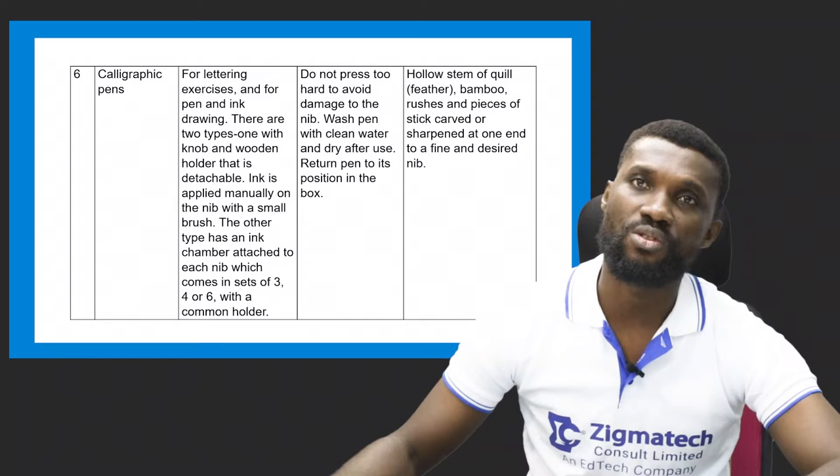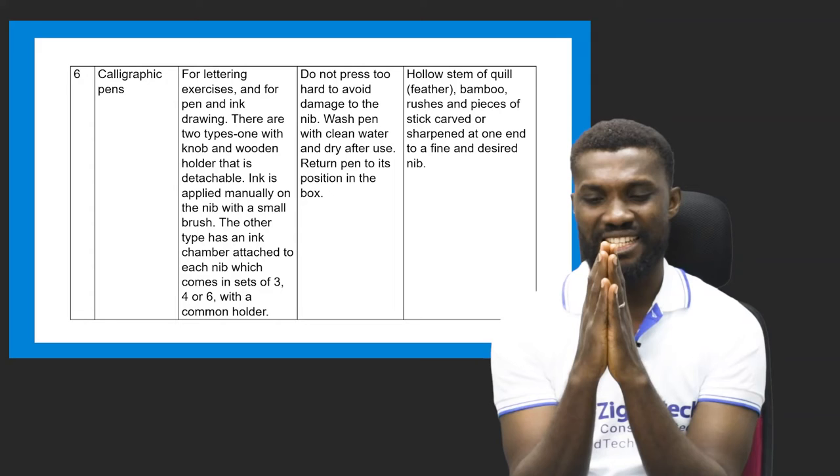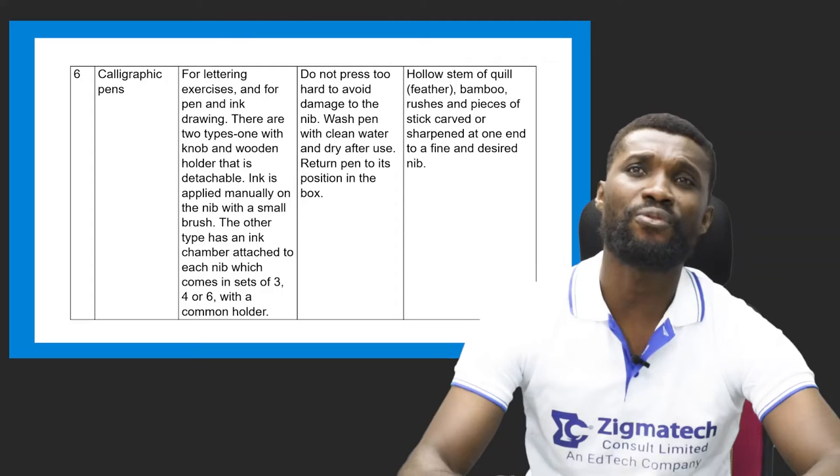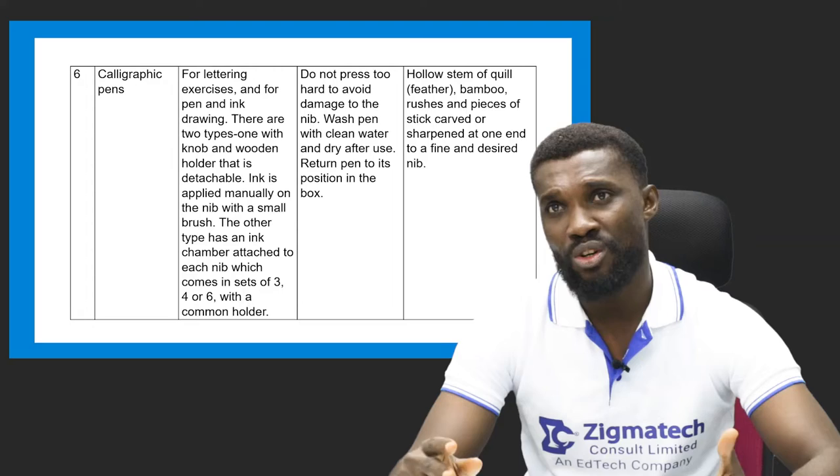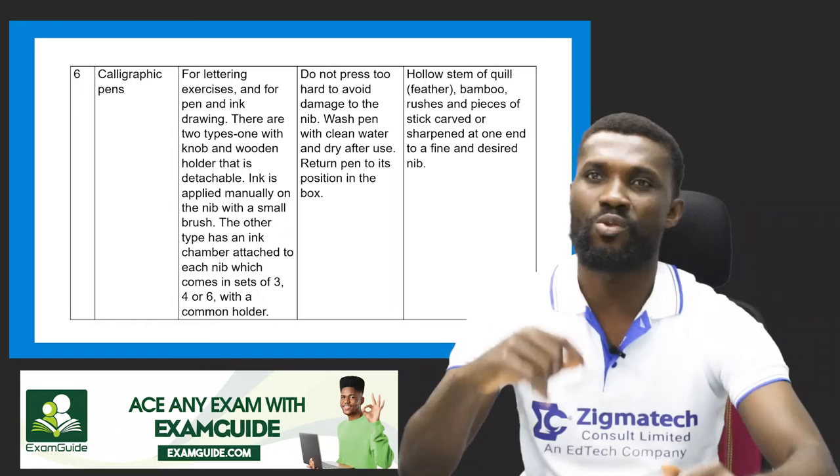All right, now the next thing we'll look at is the calligraphic pen. Now the calligraphic pen is a pen that is used for beautiful writing. So it has different nibs. Let me just explain exactly what we have here. Now it is for lettering, and it is a pen that has ink, you know, for drawing. There are two types, one with a wooden handle and a detachable ink pad. The ink is poured in normally to fill up the space it has there. And then we also have the brush type.